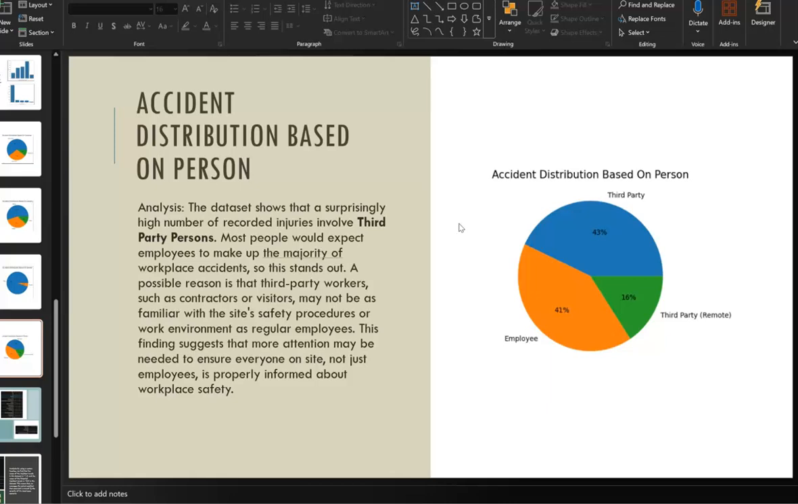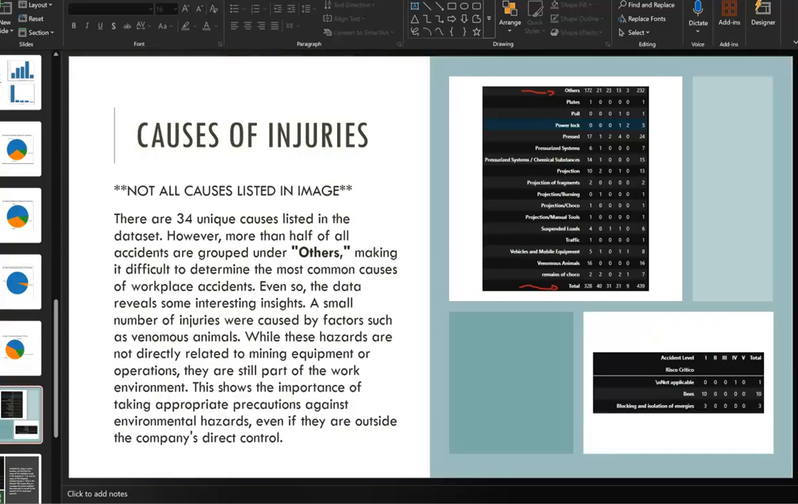And so it may suggest that more attention is needed to ensure everyone on the site, even people who are not employed on the site, is properly informed about safety procedures before coming onto the site so that they don't get hurt. And that is accident distribution based on person.